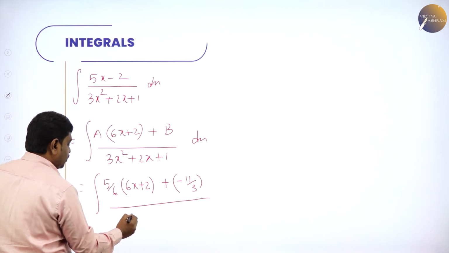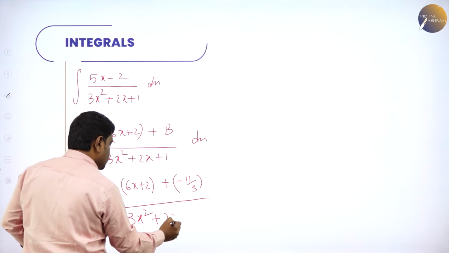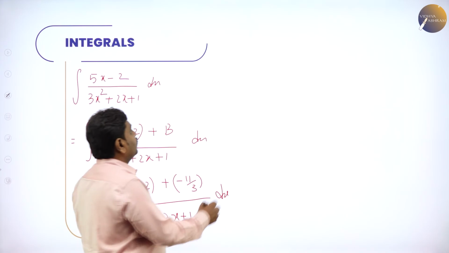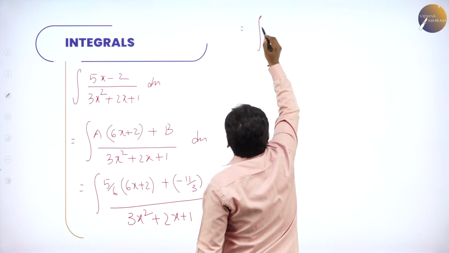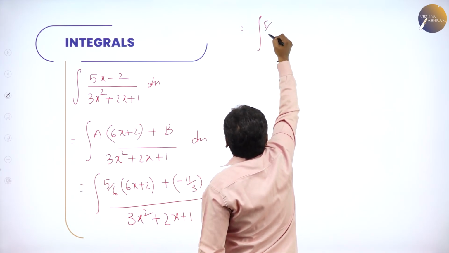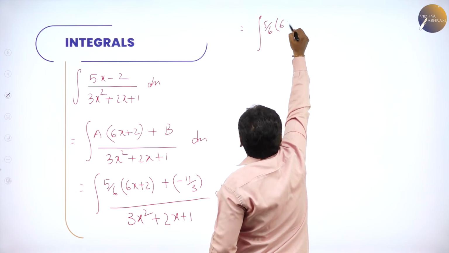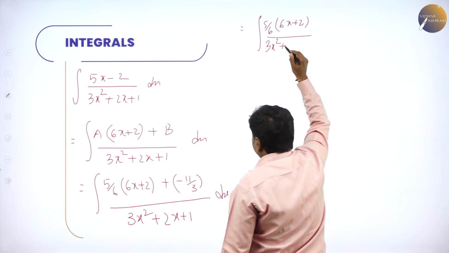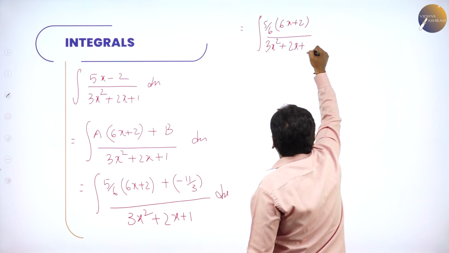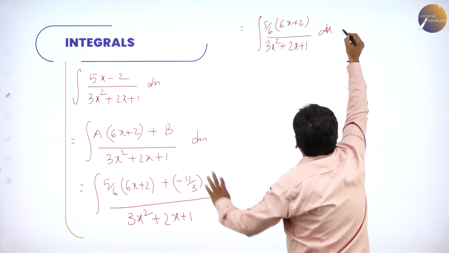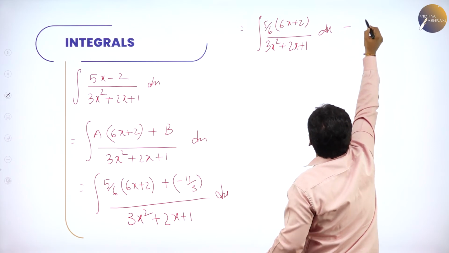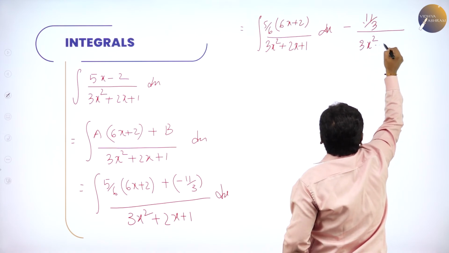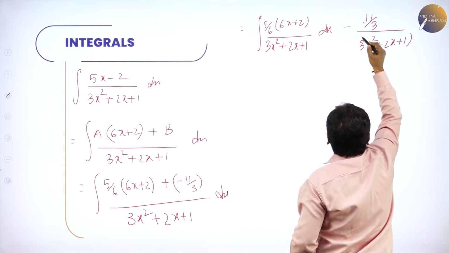The whole thing divided by what? 3x square plus 2x plus 1 dx. Now split it and integrate. After you split the given problem, I can write it as 5 by 6 times 6x plus 2 divided by the quadratic, 3x square plus 2x plus 1 dx, and in between I have plus into minus is minus 11 by 3 divided by 3x square plus 2x plus 1 dx.